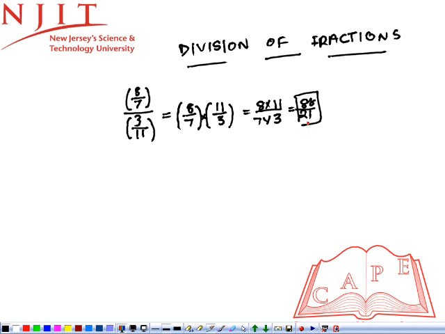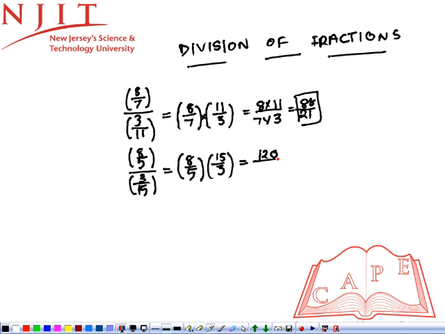Sometimes you can factor the numerator and denominator and make it a simpler answer. For example, if you have 8 over 5 divided by 3 over 15, in the same way, leave the numerator as it is and multiply it with the inverse of the denominator. So what we get is 8 times 15, 120, divided by 15. The factors of 120 are 8 times 15 divided by 15. 15 cancels, we get 8, which is the simplified answer.